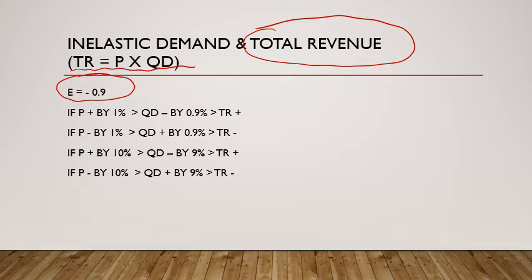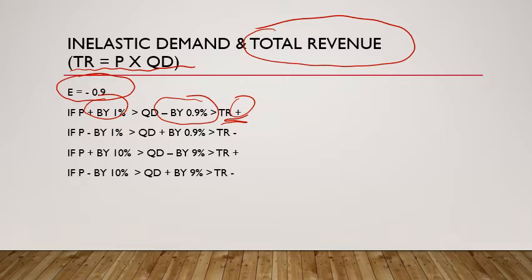So, interpretation time. If the price goes up by 1%, quantity demanded will go down by 0.9%. And what happens to TR? TR will increase. Up by 1, down by 0.9. Which is the stronger effect in this case?